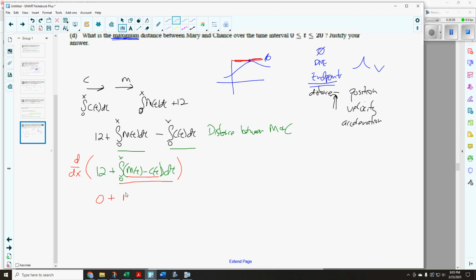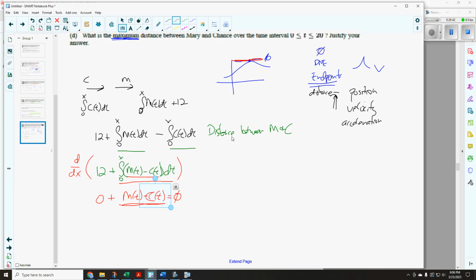So it's 0 plus m of t minus c of t. I'm sorry, that doesn't look like c of t. Let's make it look like c of t. So this is telling us where we might have a critical point. What we're going to do is set this equal to 0.